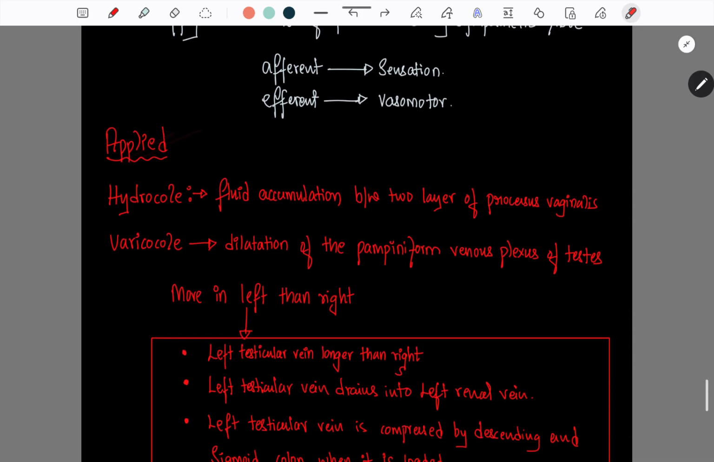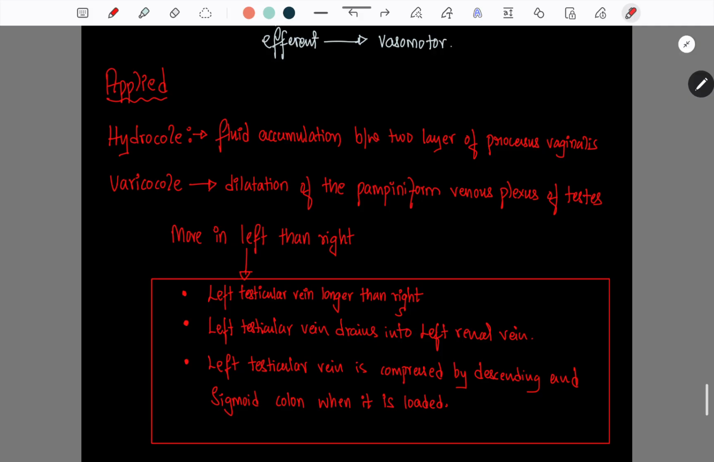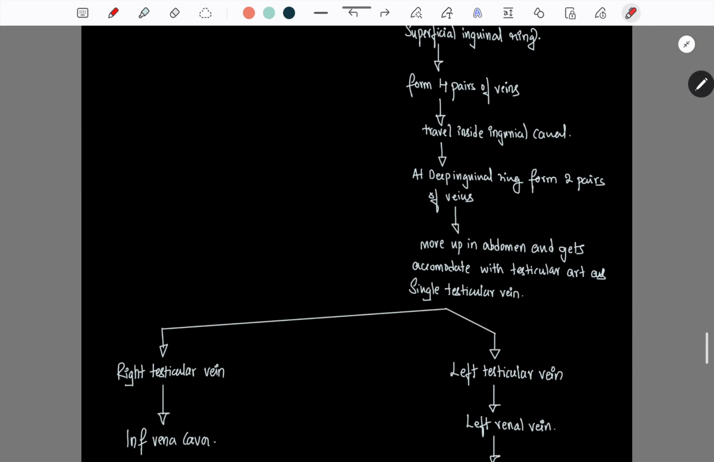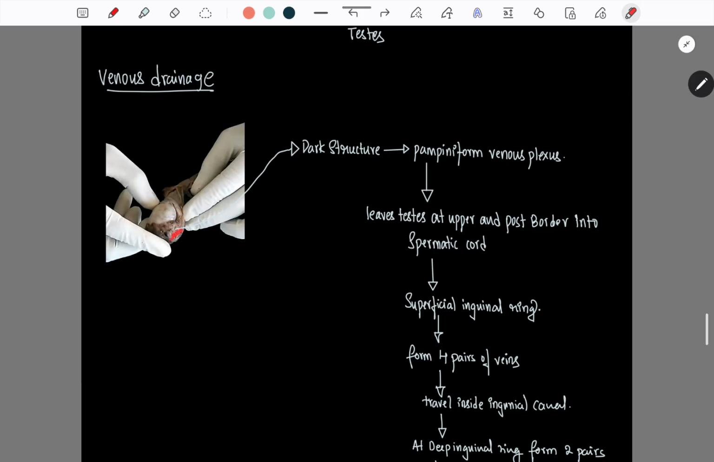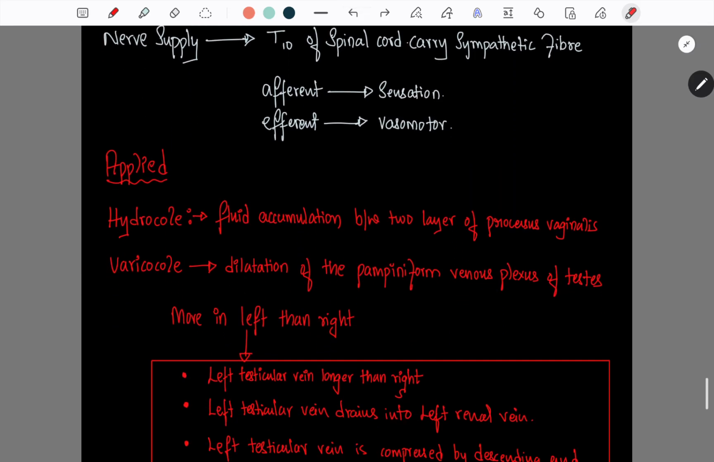Applied anatomy is important. Hydrocele: fluid accumulation between the 2 layers of processus vaginalis. And varicocele: dilatation of the pampiniform venous plexus. See here, this venous plexus will get dilated, similar to a varicose vein. It is visible. Dilatation of the pampiniform venous plexus.